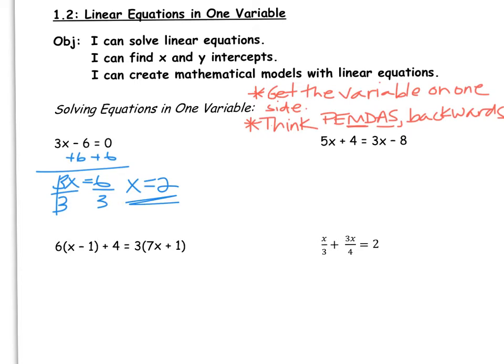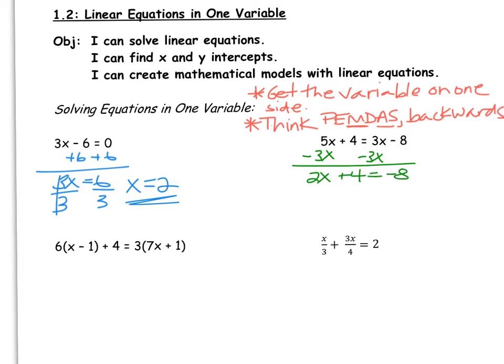Over on the right, we have another one. 5x plus 4 is equal to 3x minus 8. In this situation, we have variables on each side of the equation. You want to get the variable on one side, so it always is the most efficient method to take the variable with the smallest coefficient and move it over to the variable with the biggest coefficient. That way, you should keep your coefficient positive.